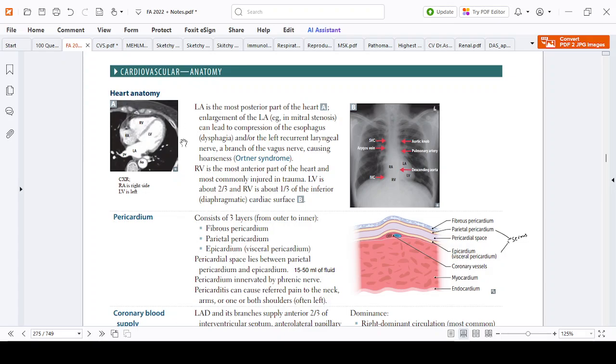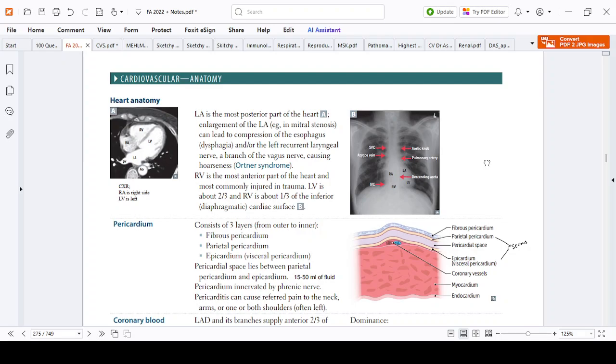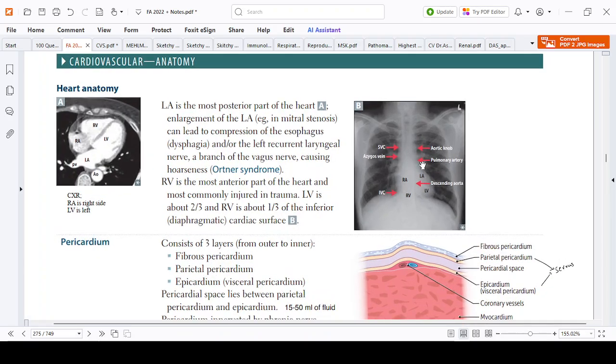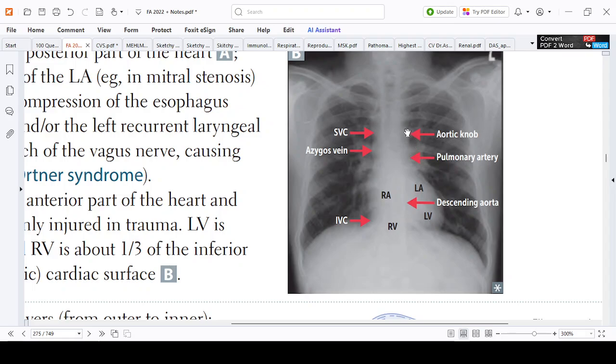So, if you look at this X-ray, the important thing is to identify the structures. Like there is an aortic knob here, not clearly visible, but I hope you will know that this is the knob. Okay, this is the aortic knob. The pulmonary arteries are here, and obviously the left atrium, then the left ventricle, then the right atrium, the right ventricle, inferior vena cava is here, azygos vein, and superior vena cava.